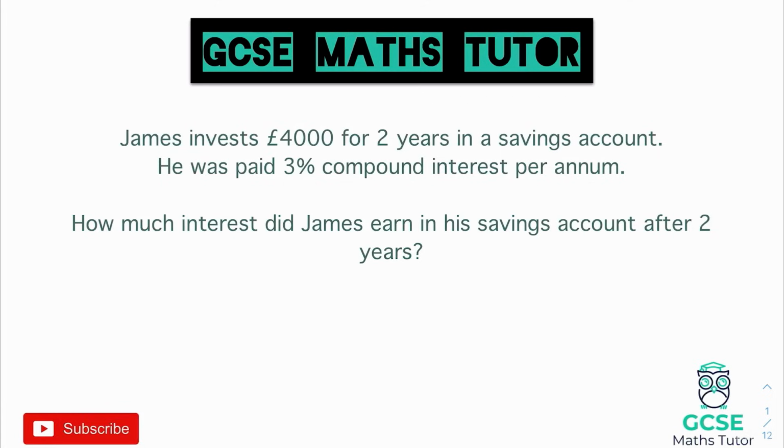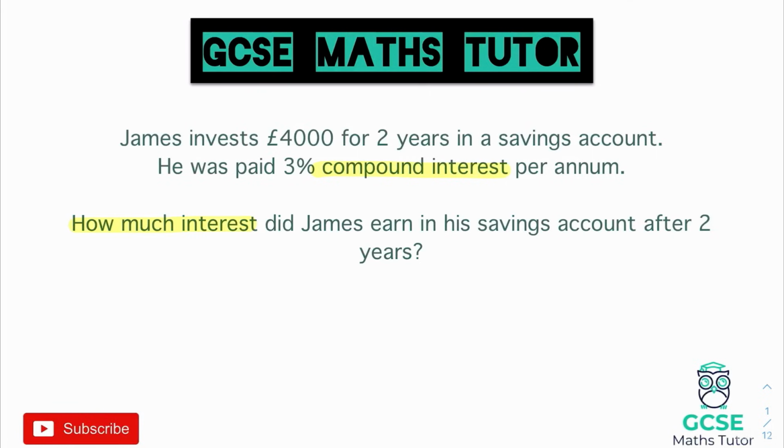Okay, so when it comes to compound interest, we could also have to do this without a calculator. So if we look at this one, it says James invests £4,000 for 2 years in a savings account and he was paid 3% compound interest per annum, and that compound interest there being the important word. It says how much interest did James earn in his savings account after 2 years? So how much interest as well is going to be important, and we'll address that at the end.